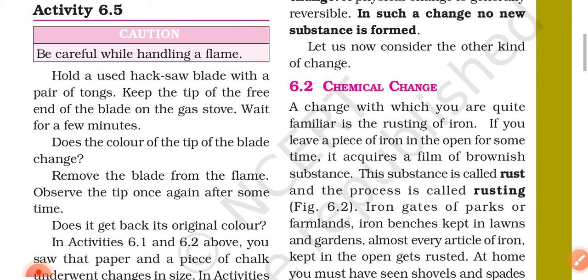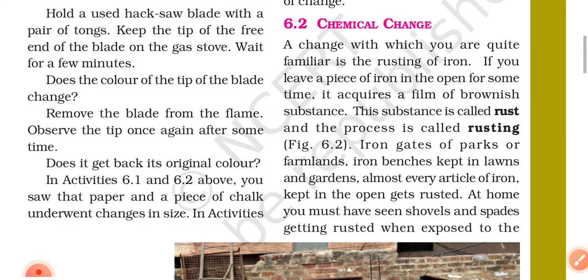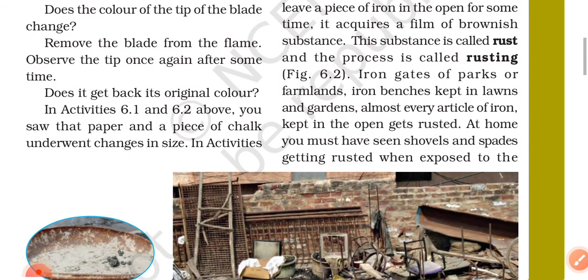Let us now consider the other kind of change. 6.2. Chemical change. A change with which you are quite familiar is the rusting of iron. If you leave a piece of iron in the open for some time, it acquires a film of brownish substance. This substance is called rust, and the process is called rusting.